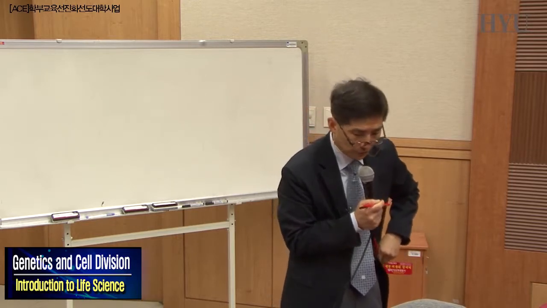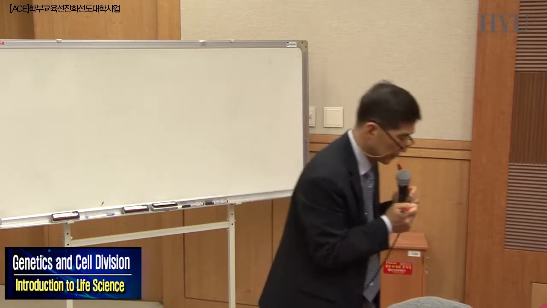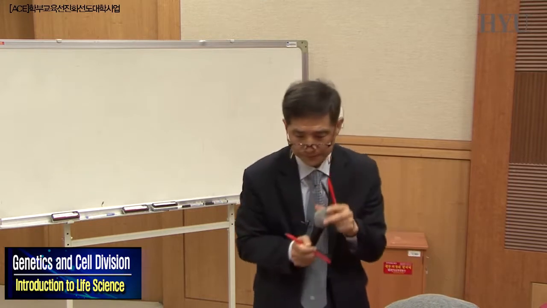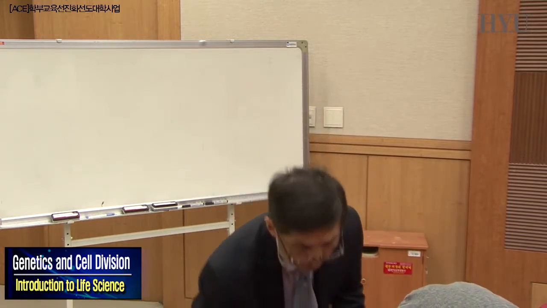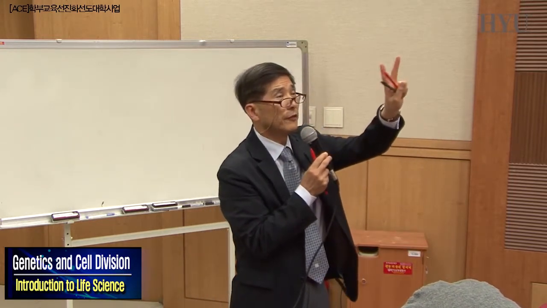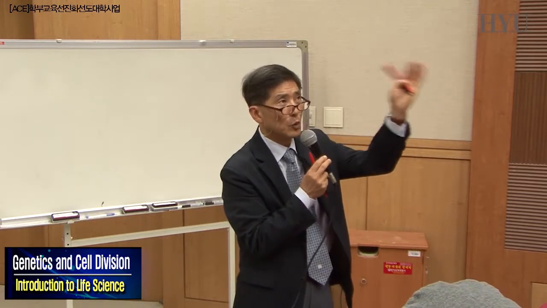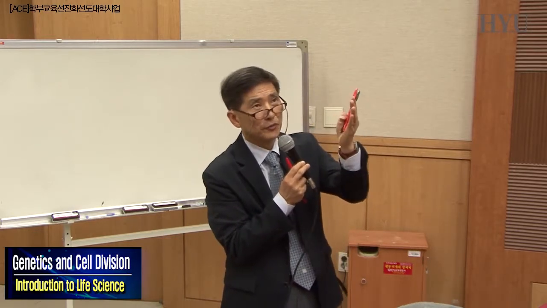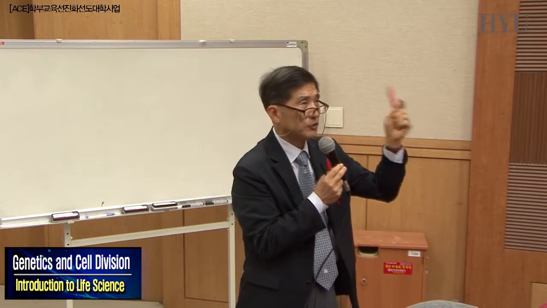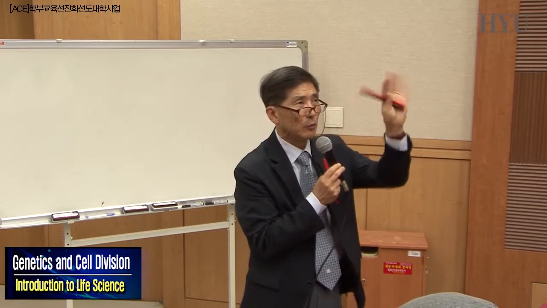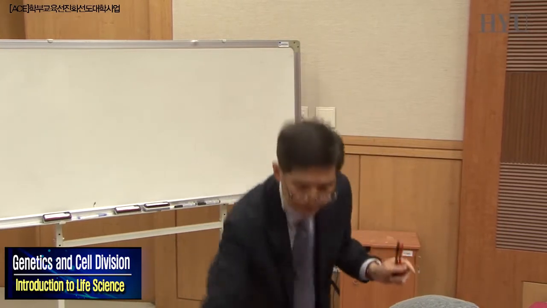So how do you go through this meiosis? It's a little bit different from mitosis. Meiosis consists of 2 divisions. That's why they call it meiosis 1, meiosis 2, okay? Mitosis is just 1 single division, so they don't say 1 or 2, okay?